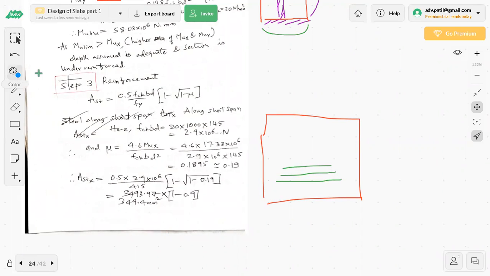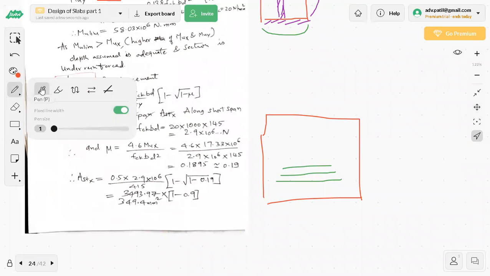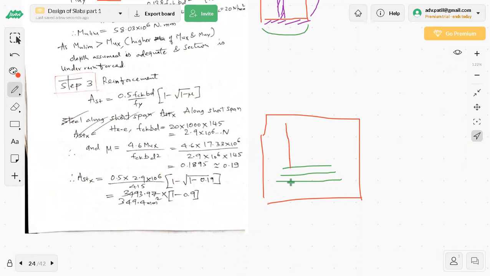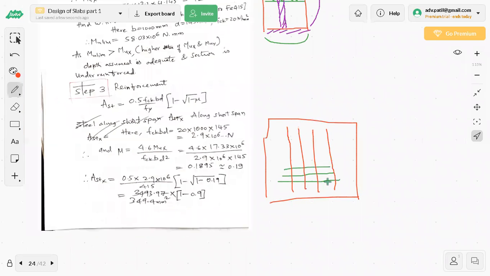You need to be careful here. Along this line, the 5 meter line, it is ASTY. It is related to MUY. These green lines are MUX. Using MUX, whatever AST you calculate, that is the green lines. Using MUY, when you calculate the AST, that is ASTY, these are the red lines. Like this, both are main reinforcement only.